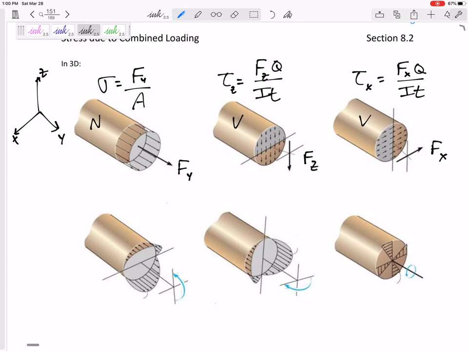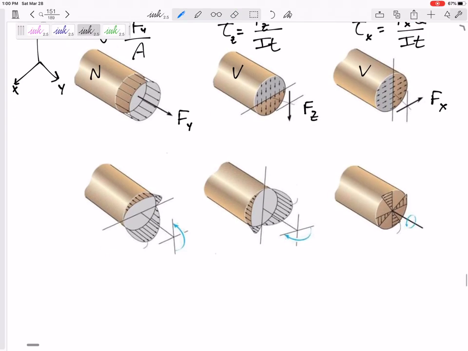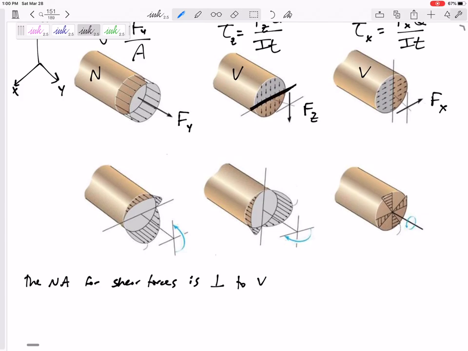Let's look at the neutral axis, though, because this Q is Y bar prime A prime. And to get A prime, and to get Y bar prime, you need to know where the neutral axis is. The neutral axis for shear forces is perpendicular to the shear force. So do you see that this would be the neutral axis for that one, but we need to turn it on its side. That would be the neutral axis for that one.